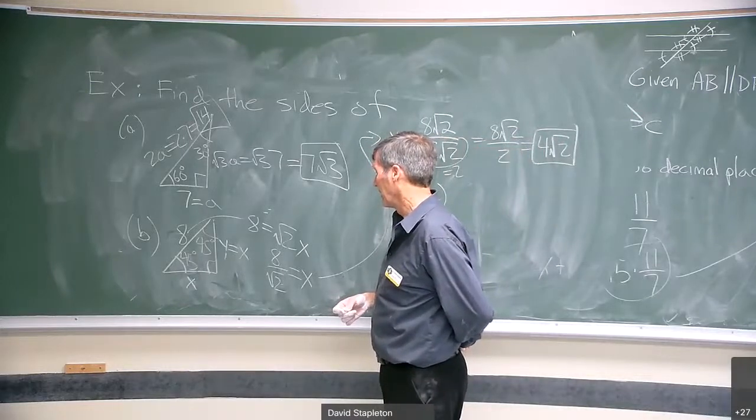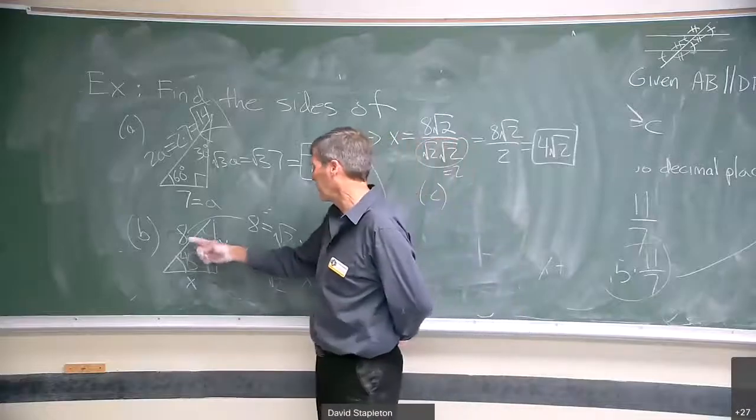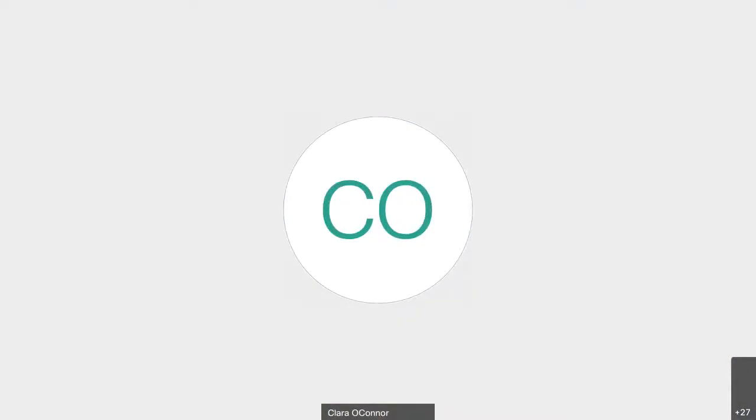This is the 45, 45, 90 triangle. So the hypotenuse is square root 2A, not 2A. Okay, yeah, I'll go through that. I see what you're saying. Yeah, it's not 2A, it's square root 2A. So, right, thank you. Okay, that works.